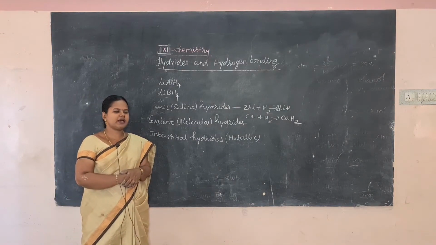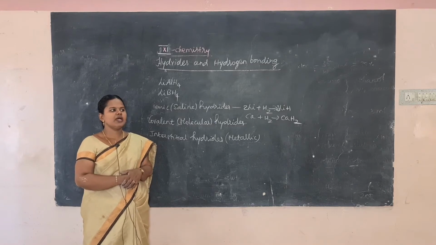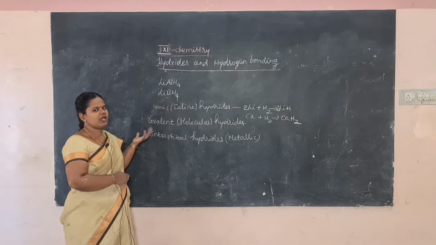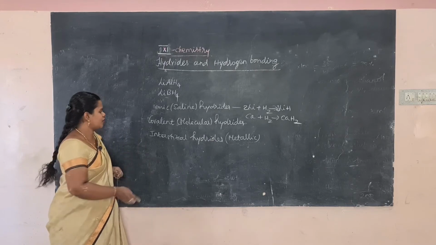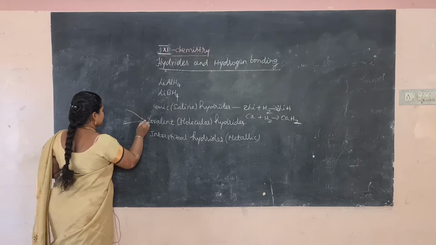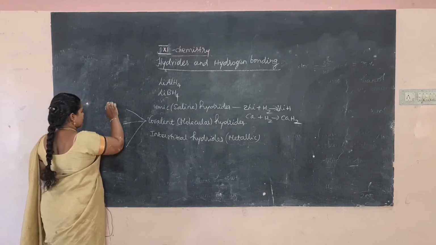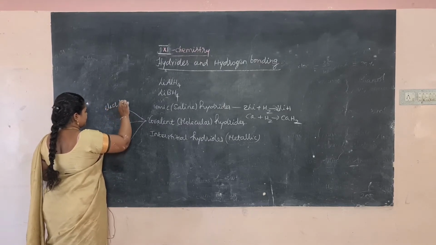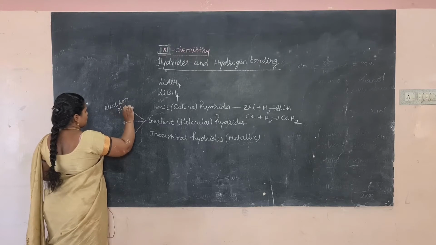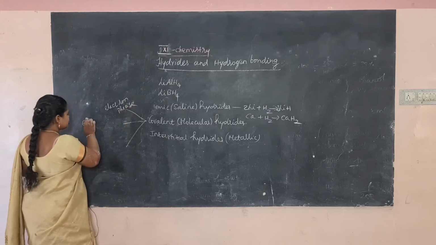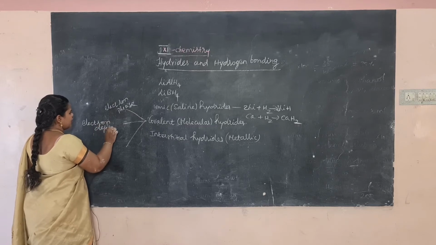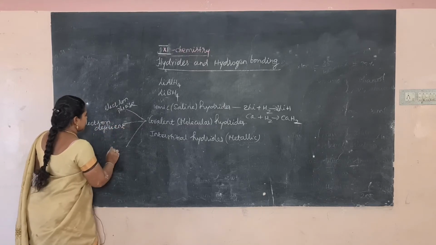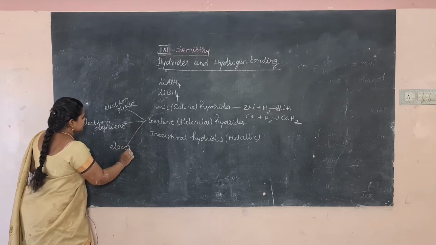So these covalent hydrides are again classified into electron precise, electron deficient and electron rich. They classify them into 3 types: electron precise, electron deficient and then electron rich.